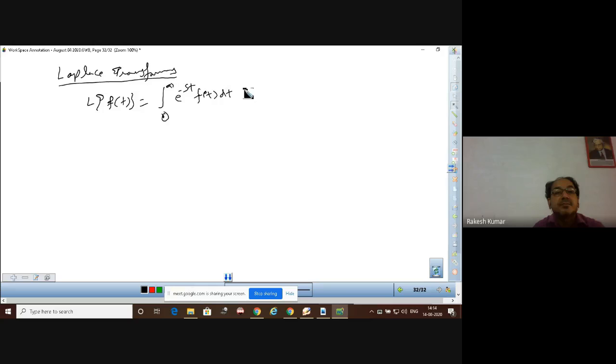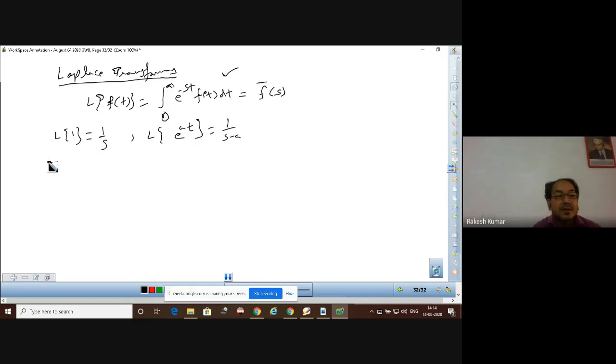s may be real, s may be complex. So we can name it as another function, f bar of the parameter s. You must remember this basic definition of Laplace transformation. Yesterday we did the Laplace transformation of a few standard functions. I am just repeating: the Laplace of 1 was 1 by s, and the Laplace of an exponential function e raised to power at was 1 over s minus a.